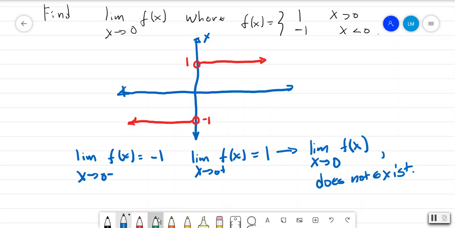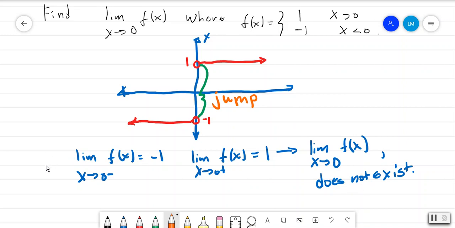Another way you can tell when a limit does not exist based on a graph is whenever you have this big gap. Here there's what we call a jump. Whenever you have a jump or a gap, that means the limit cannot exist, because the values they approach have to be in agreement, but they don't. So in this case, this does not exist.